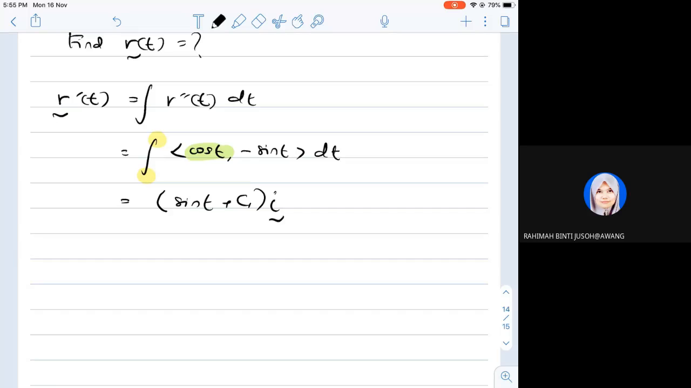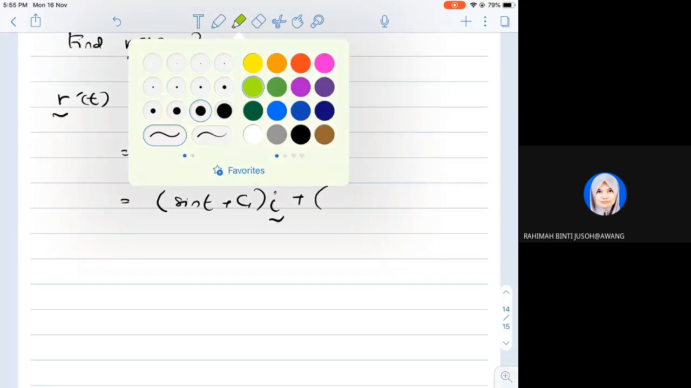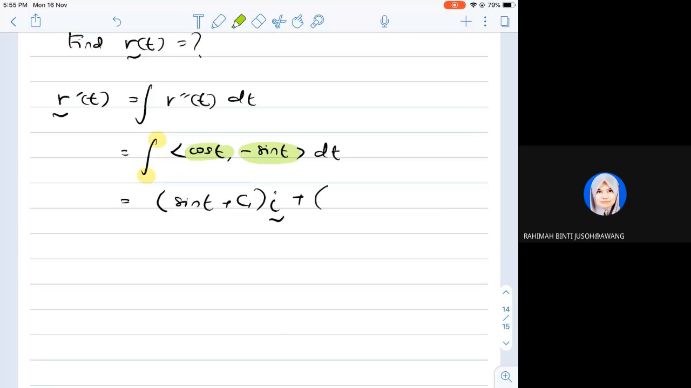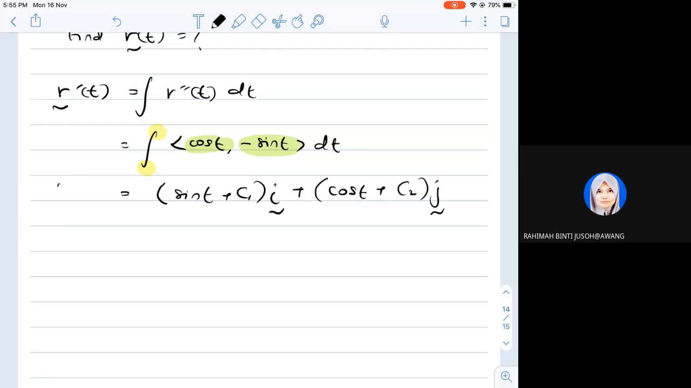Ini untuk I, komponen I. Okay? And then plus untuk komponen J. Sekarang ni nak integrate sin, negative sin T pula. Integrate negative sin T, we will get cos, yes, positive cos T. Good. Cos T plus C2J. Alright, so settled. Now this is our R prime T lah. Ni R prime T kita: sin T plus C1 and then plus cos T plus C2.